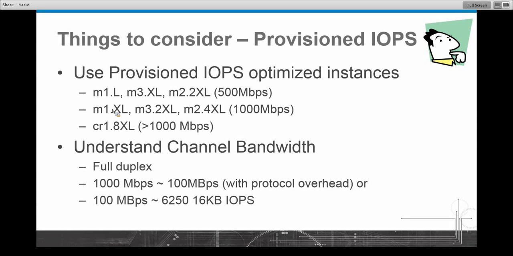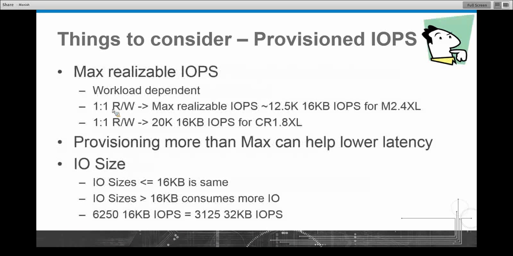that's a full duplex number. What that means is that you get 1,000 megabits per second for reads and 1,000 megabits per second for writes. So 1,000 megabits per second translates to what we estimate to be about 6,250 16 kilobyte IOPS, which is the size of the pages that MySQL writes out. If you do reads and writes, then the max realizable IOPS that you can get with M2 4 extra large with MySQL is 12.5K 16 kilobyte IOPS.